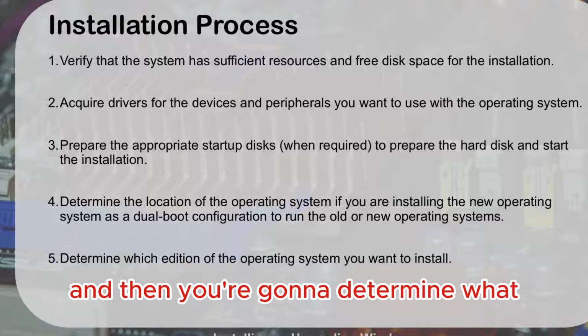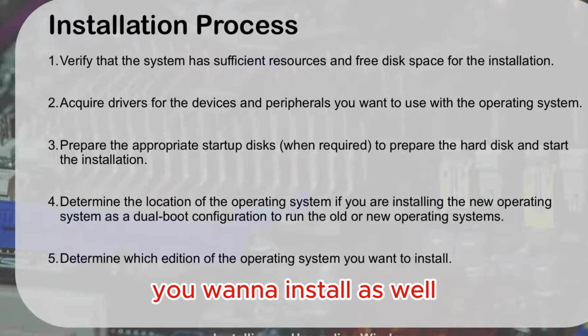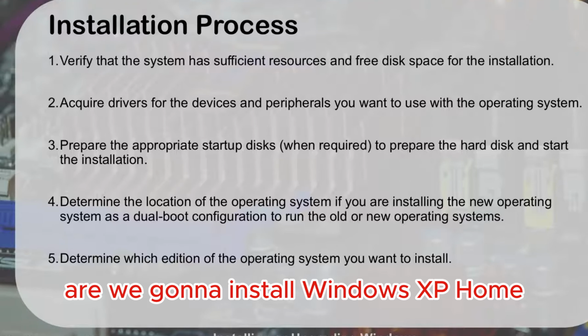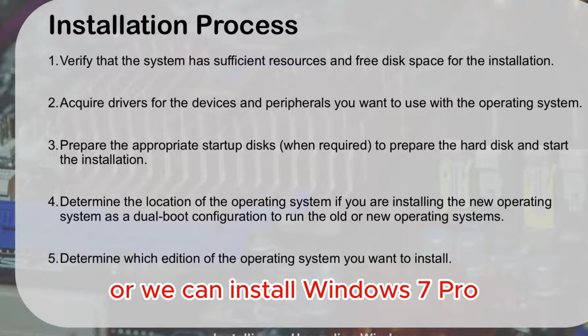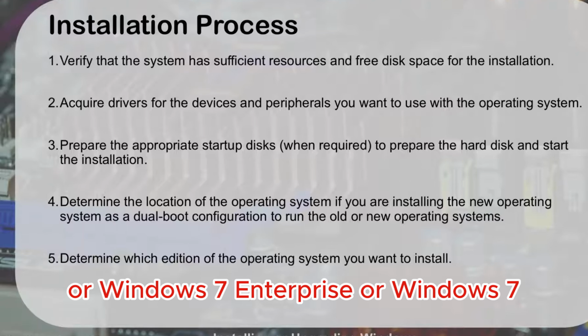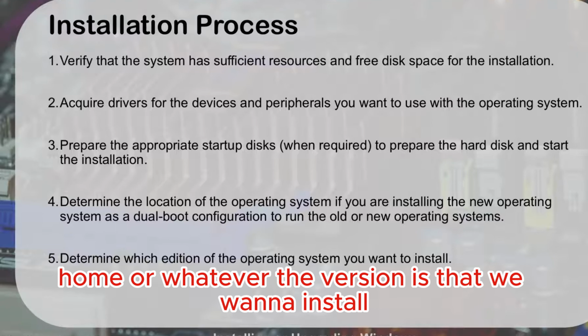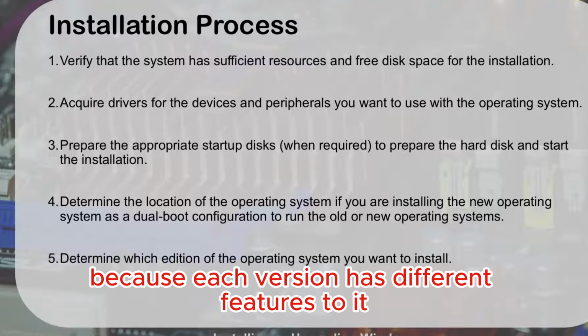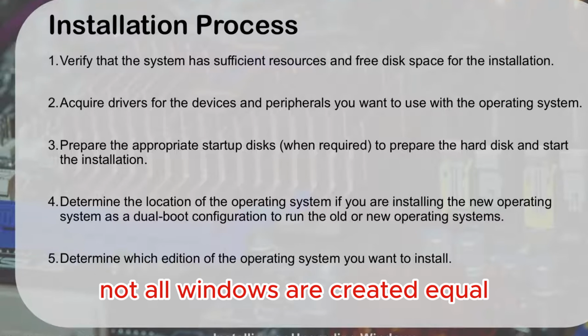And then you're going to determine what edition of the operating system you want to install as well. Are we going to install Windows XP Home, or Windows 7 Pro, or Windows 7 Enterprise, or Windows 7 Home, or whatever the version is that we want to install? We have to figure that out because each version has different features to it. Not all Windows are created equal.